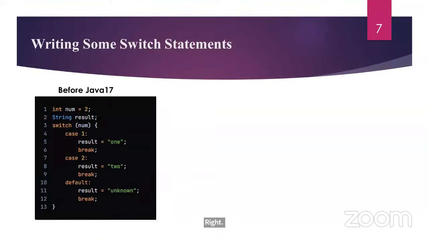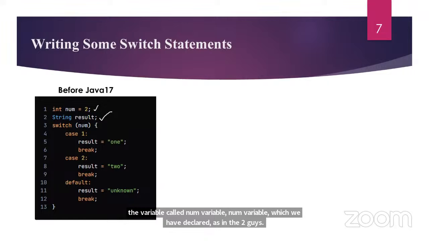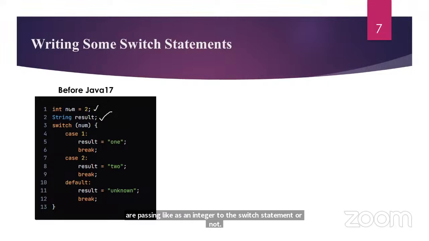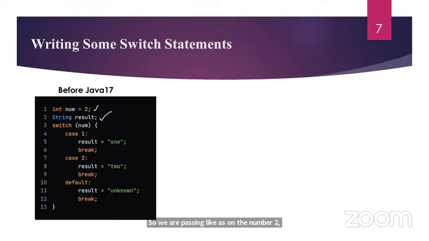Here we have a result variable, right? So how can you assign the value to the result variable? Here you have declared a variable called num, which we have declared as 2, guys. We are passing an integer to the switch statement or not? Come on, guys, please confirm. So we are passing the num variable to the switch statement, yes. So what is the value of num? 2.